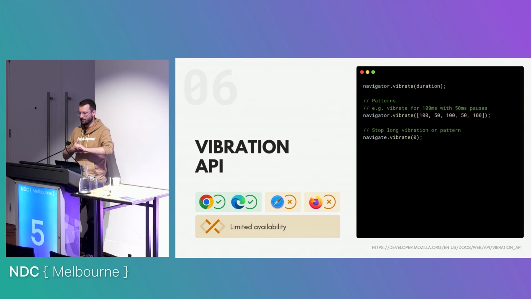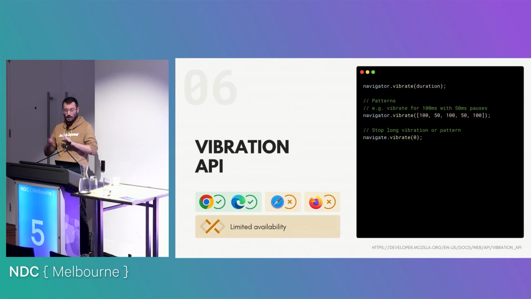And that function can receive either a single number, that's then just the duration the device will vibrate for, or an array of numbers, and then it's a pattern that you can vibrate. You can call vibrate(0), and then the vibration stops no matter if it's in the middle of it or not. I haven't mentioned it before, you can see browser support is mostly Chrome and Chromium browsers.